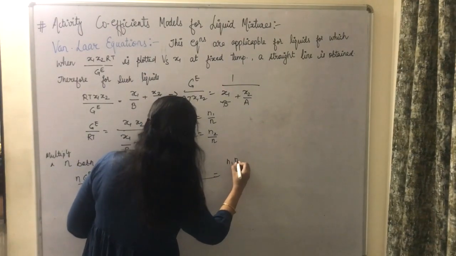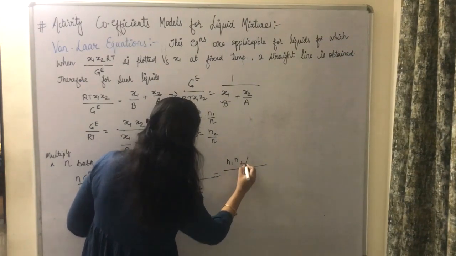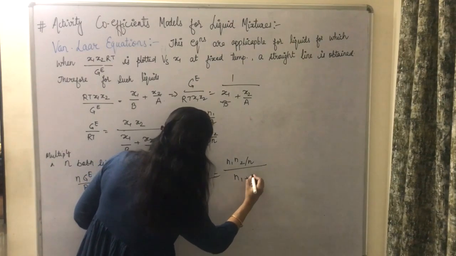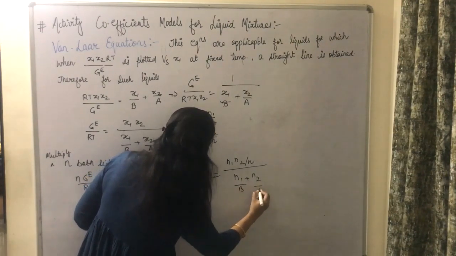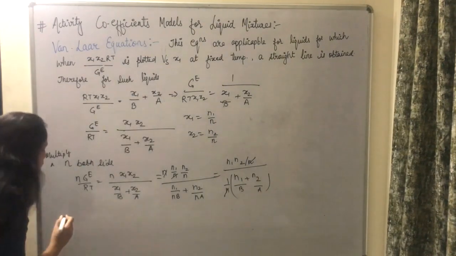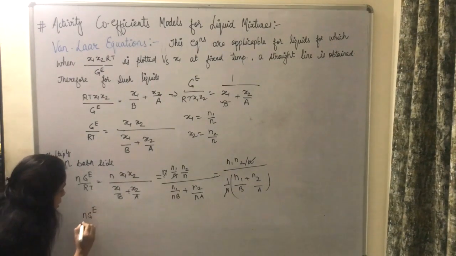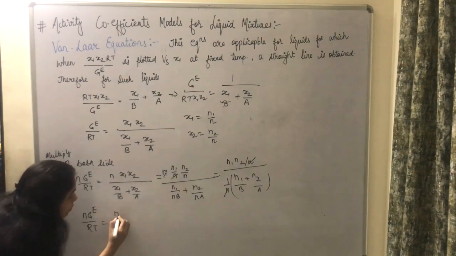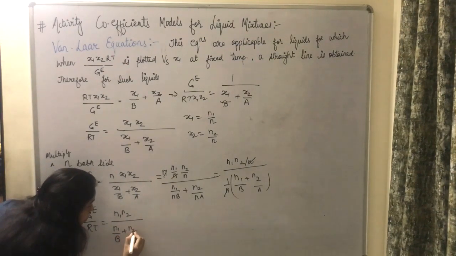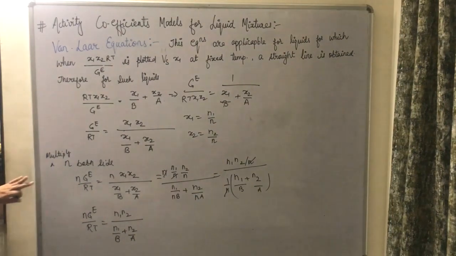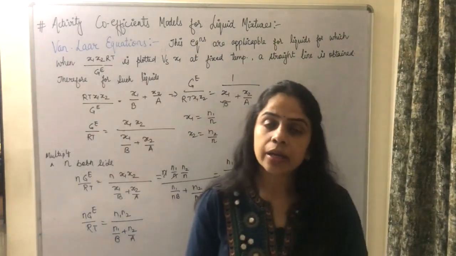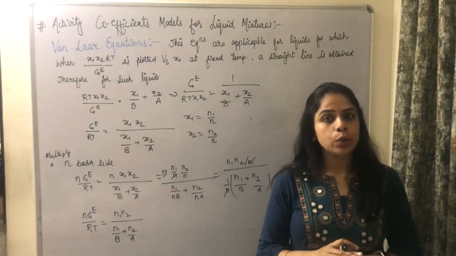Here it is n1 n2 upon n, and again n is common. So n1 b plus n2 a, and 1 by n. So this n is cancelled. Then GE upon RT equals n1 n2 upon n1 b plus n2 a. Now this is your equation. Now we differentiate this equation with respect to n1 while keeping temperature, pressure and n2 constant.